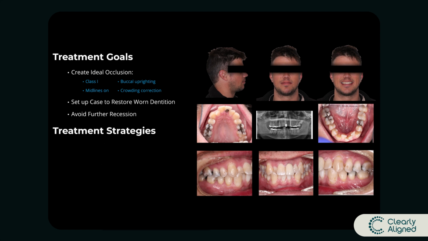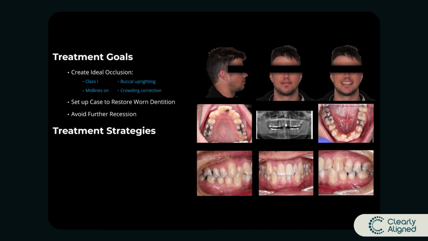We want to finish with the posterior teeth uprighted. So we want to buccally upright these teeth. We want to fix the crowding on the teeth. And we want to make sure that his midlines are symmetrical. His top midline is going to be going right through the very middle of his bottom lower midline. We want to set this case up to restore worn down dentition, and we want to avoid further recession with however we choose to treat this.